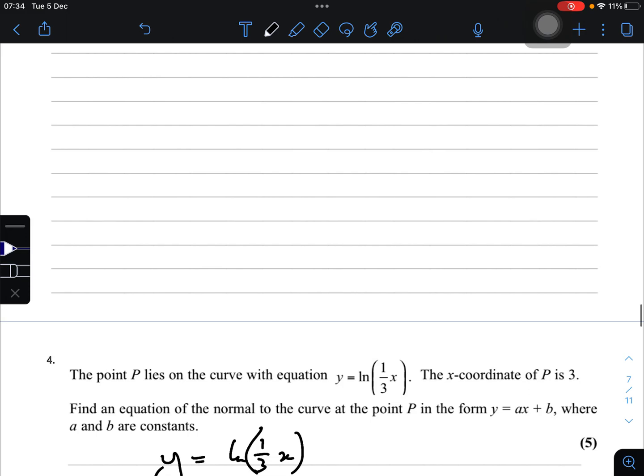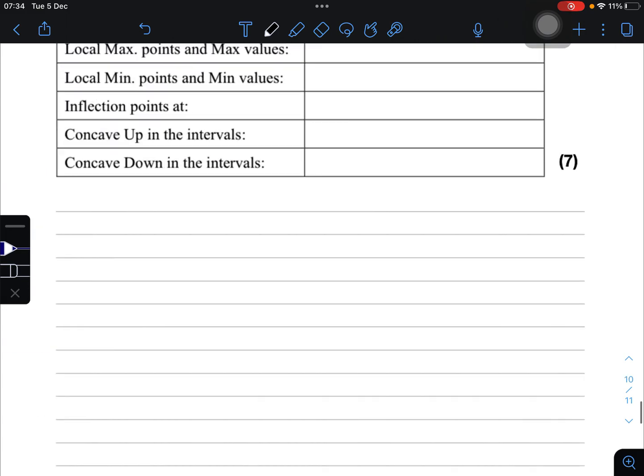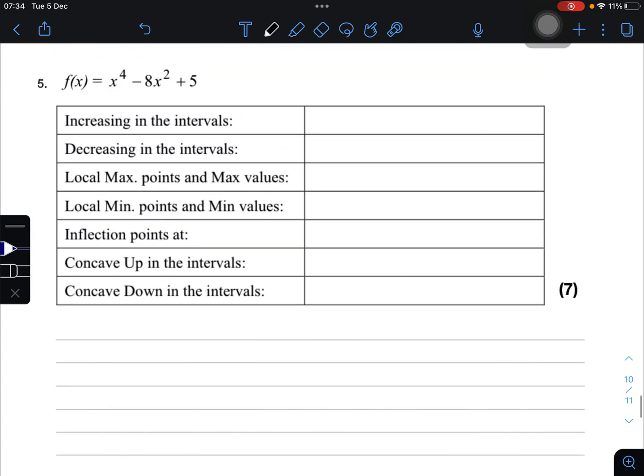Done. How many marks was that worth? 5. Okay, 2 minutes for 5 marks. Do that. 6 minutes for 7 marks.